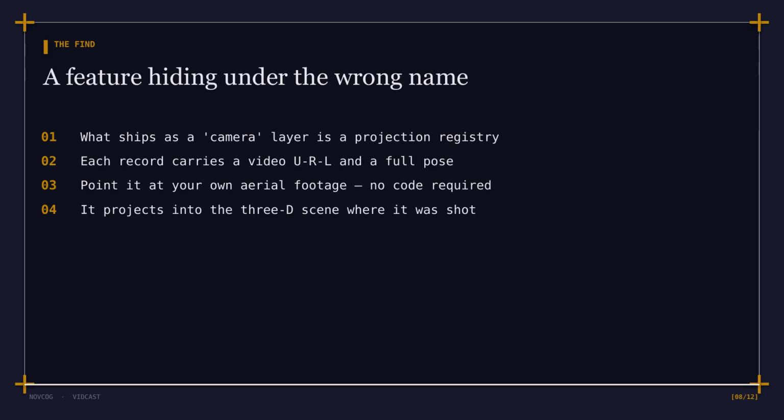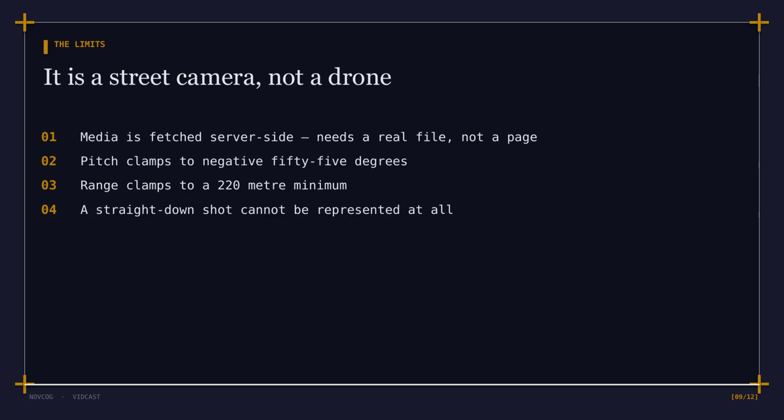No code, 1 configuration file. I proved the whole path end to end on a test server, and the video streams correctly with proper seek support. The limits are real and worth stating plainly. The media is fetched by the server, so it needs an actual video file at a real address. A video page will not do. And the pose is clamped to a street camera model.